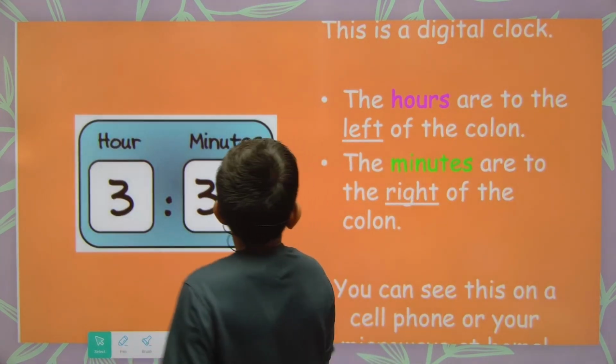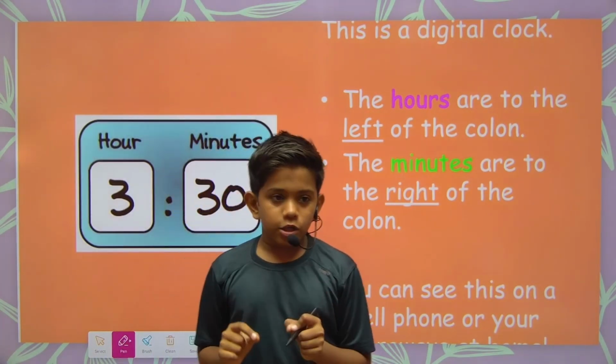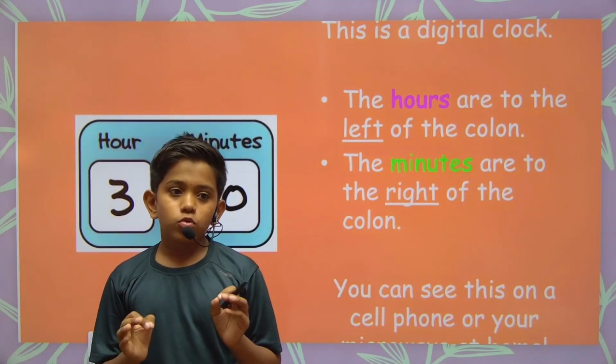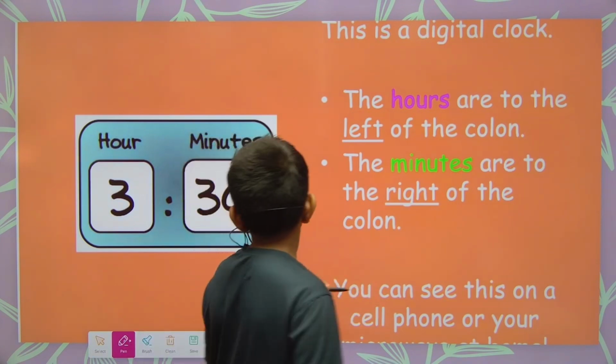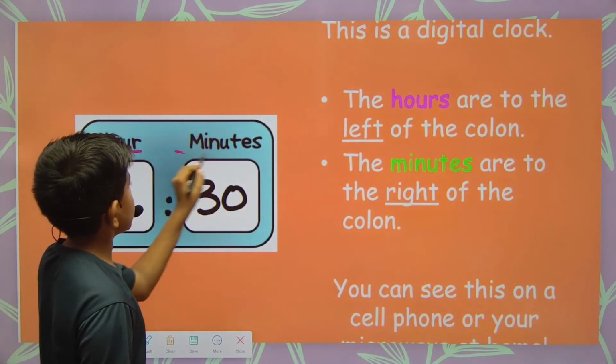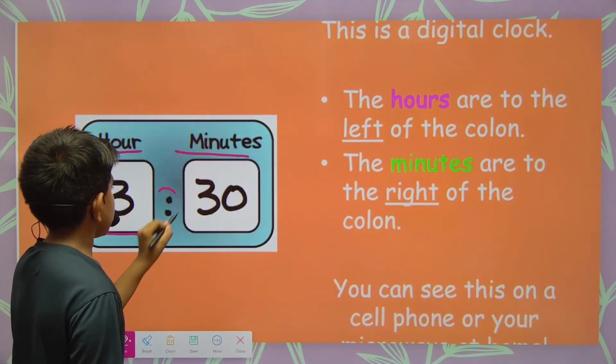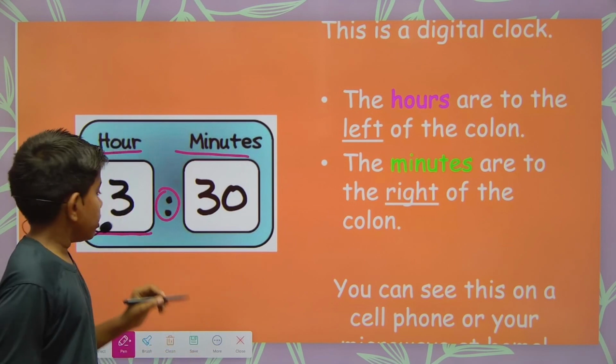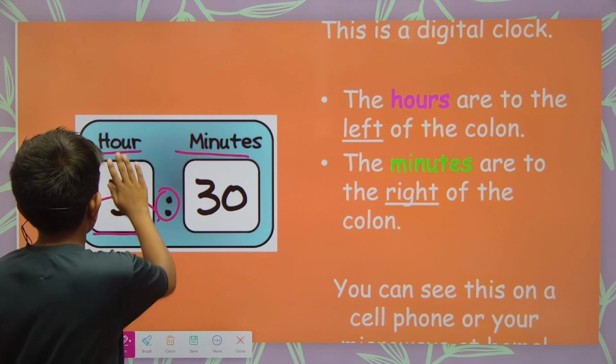Next, it is a digital clock. The hours are to the left of the colon. So here we can see 3 hours and 30 minutes. The colon is a punctuation mark. So before the colon there are the hours. Okay.